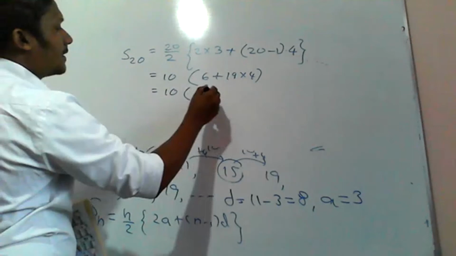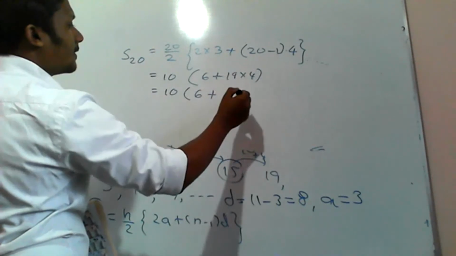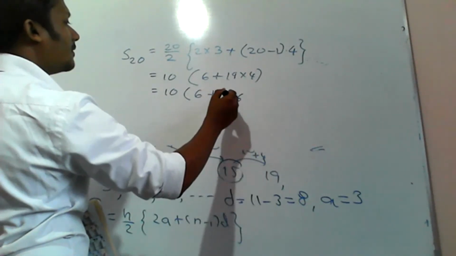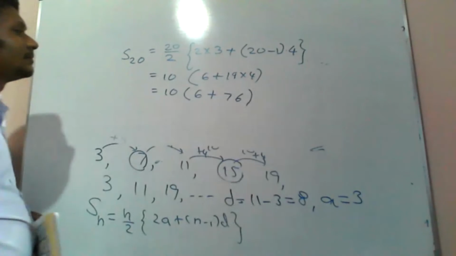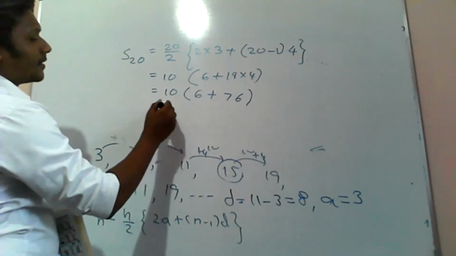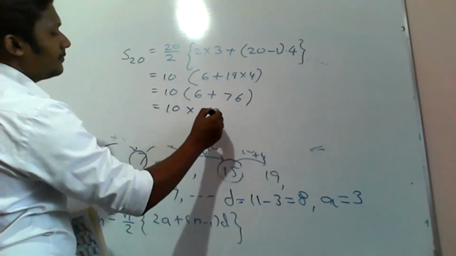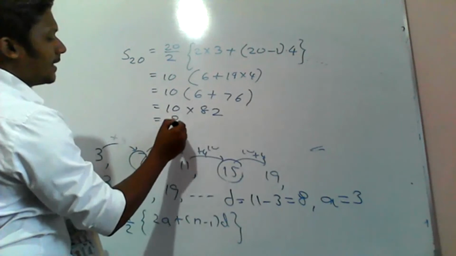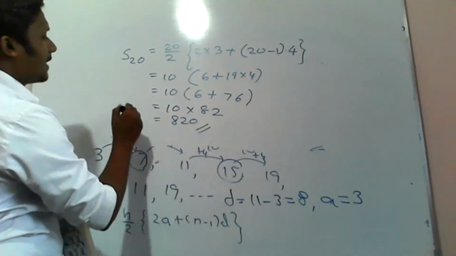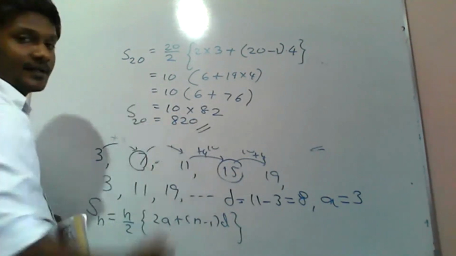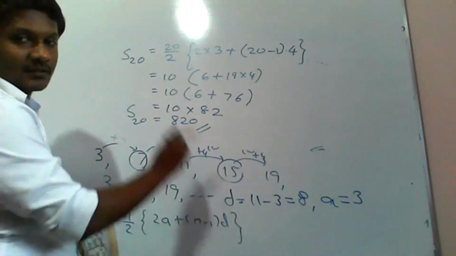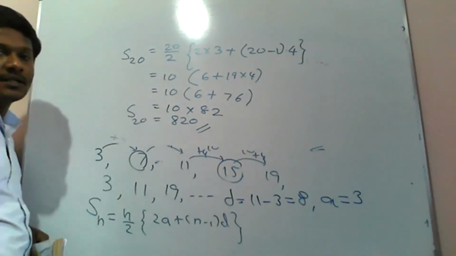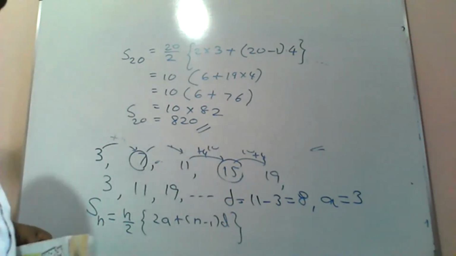10 multiplied by 6 plus 76. 10 times 82. The answer, 820, is the sum of the first 20 terms of this progression. The sum of the first 20 terms is 820.